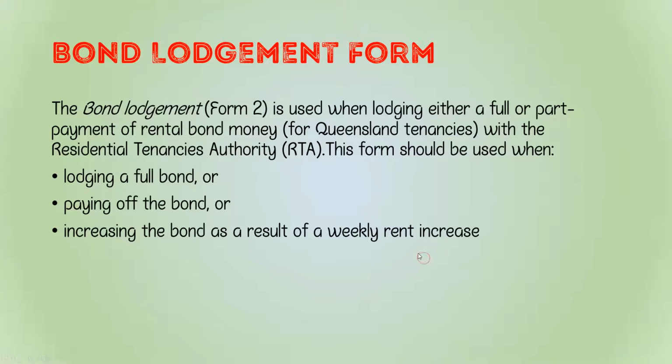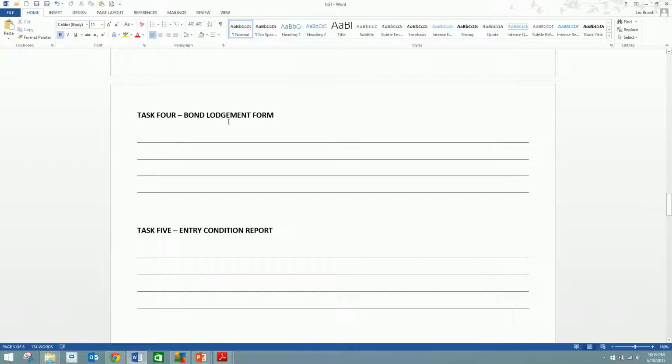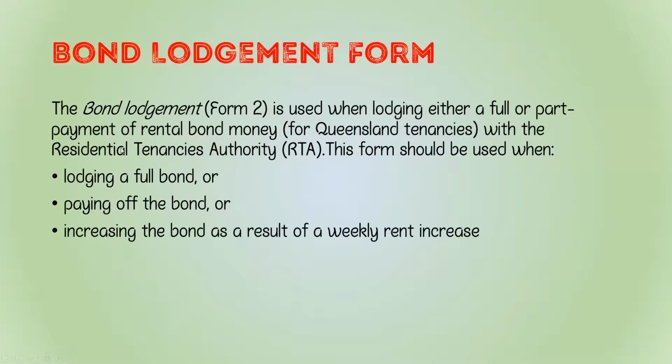The next term is a bond lodgement form. A bond lodgement form, Form 2, is used when lodging either a full or part payment of rental bond money for Queensland tenancies with the Residential Tenancies Authority, the RTA. This form should be used when lodging a full bond, paying off the bond, or increasing the bond as a result of weekly rent increase. So you can record that definition under task 4, bond lodgement form. Pause and do that now.